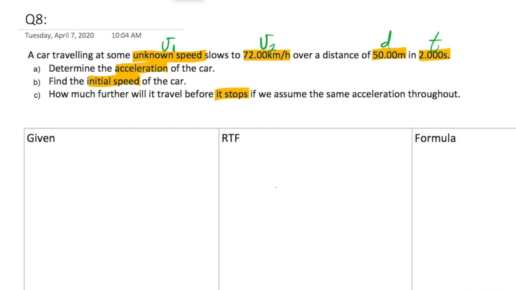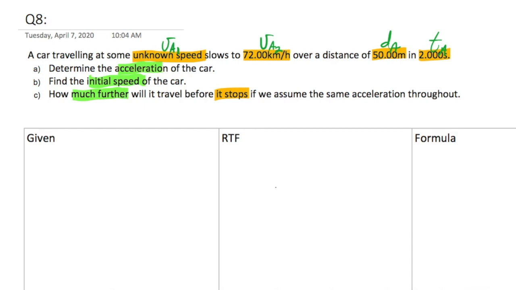So now we have to modify what's going on here. I'm going to identify this as VA1 for section A, and this would be VA2, this would be the distance in section A, and this would be the time for section A. Now, I'm going to be internally consistent, because I've been highlighting in this green color what we're asked to find. In part C, we're asked to find how much further the car will travel before it stops, assuming that we have the same acceleration throughout.